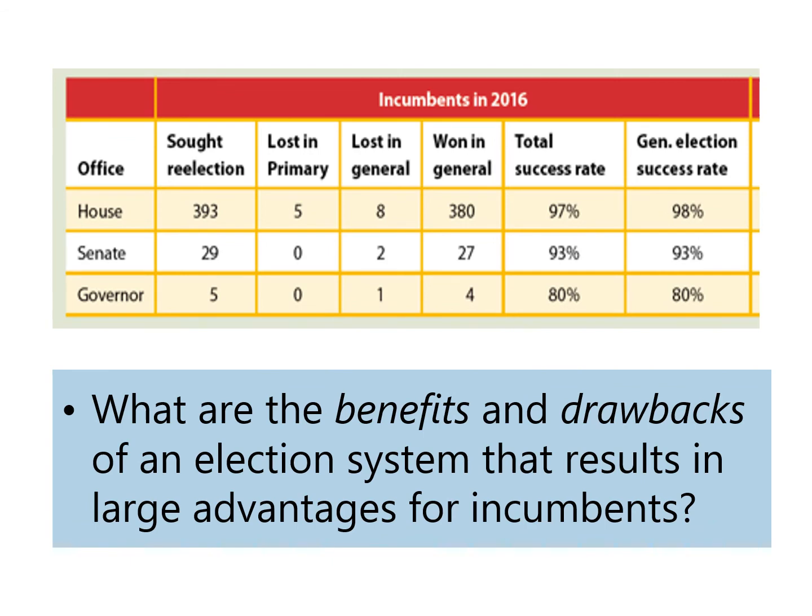See what I mean? This shows you that in the House of Representatives in 2016, 393 of the 435 sought re-election. 5 lost in the primary, 8 lost in the general, 381 won in the general, so 97% of those who were seeking re-election won. 97%. In the Senate, it was 93%. The incumbency advantage, folks. There it is.